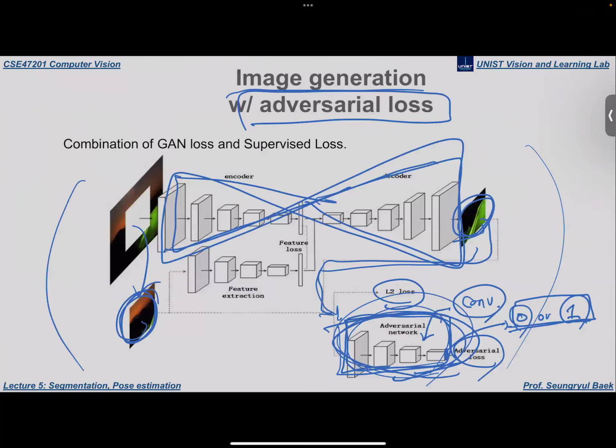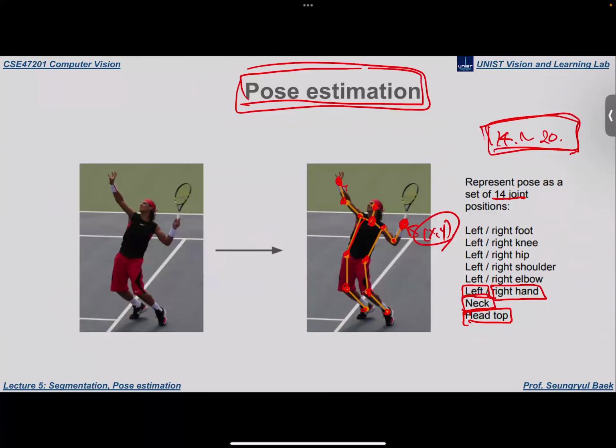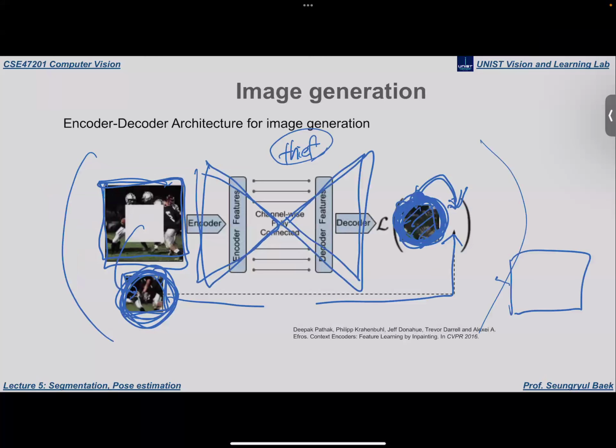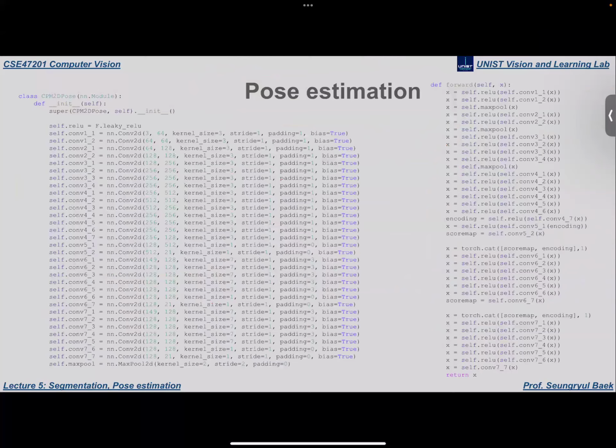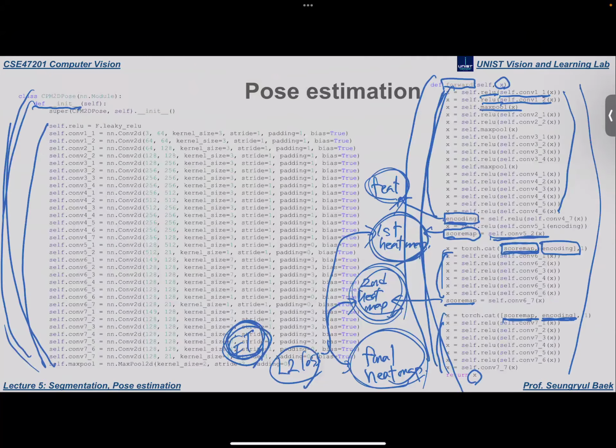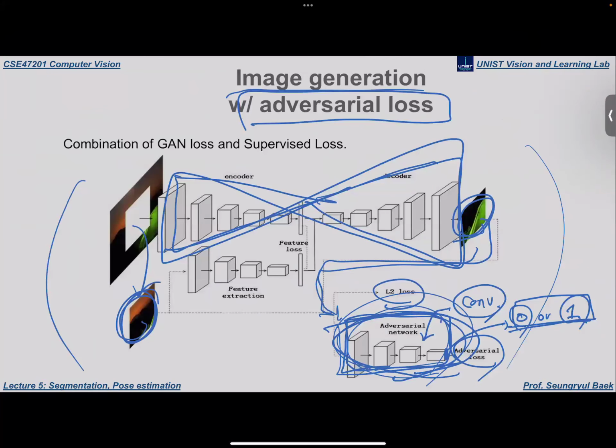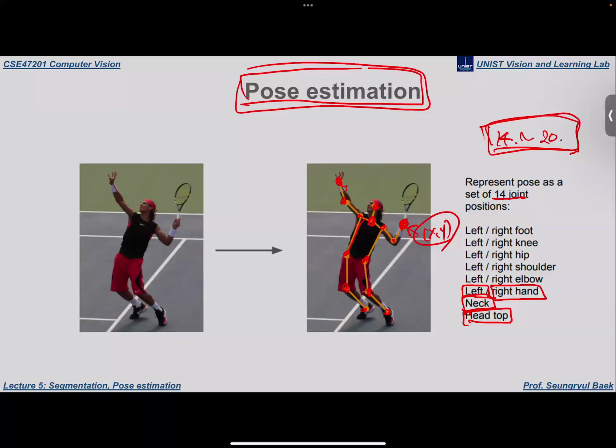So do you guys understand this adversarial loss? If you are further interested in reading this, everything I explained is already contained in this paper. You can search for the title of the paper and read more. Also, I explained the pose estimation part last class.